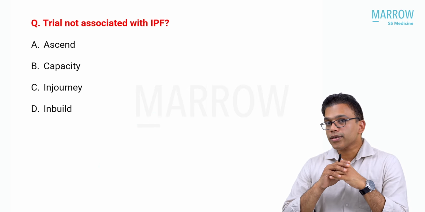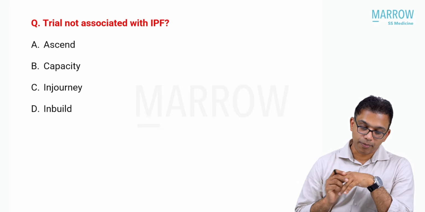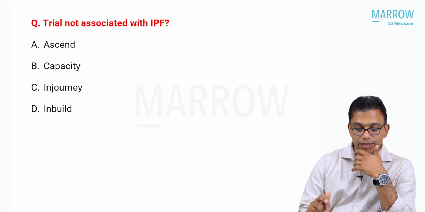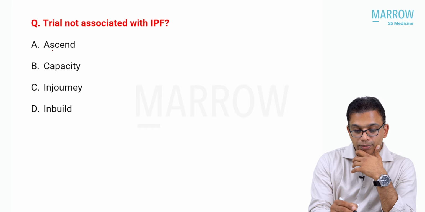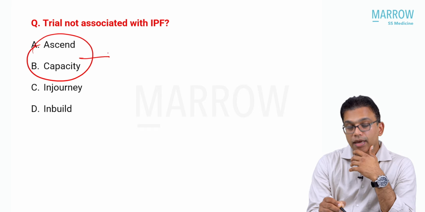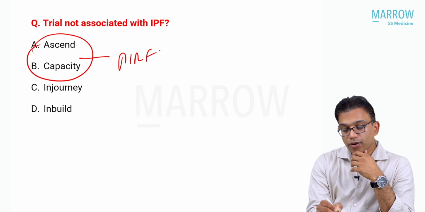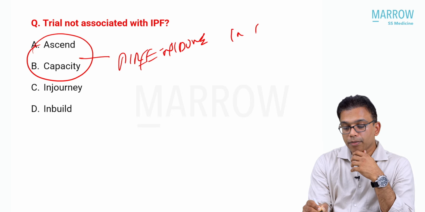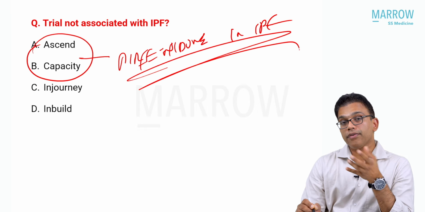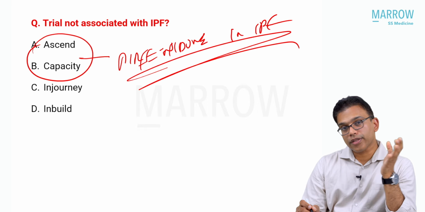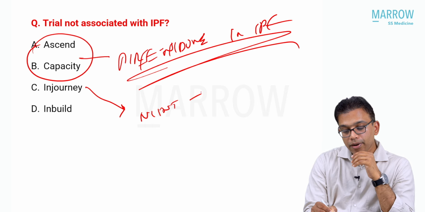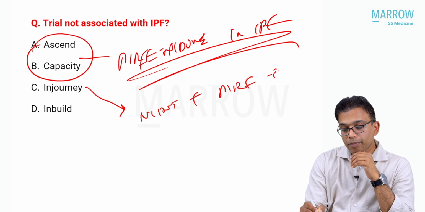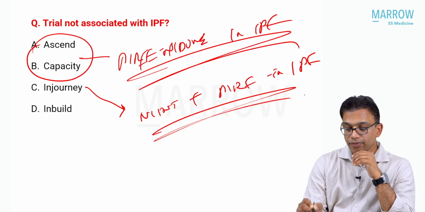Which trial is not associated with idiopathic pulmonary fibrosis? Straightforward question. If you have gone through it, it will be very easy to pick it up. ASCEND trial and CAPACITY trial, what are they? The role of pirfenidone in IPF. These trials came into effect even before I did my MD, so that much old trial. And INJOURNEY trial is actually nintedanib plus pirfenidone in IPF. Again, it is a trial related to IPF.